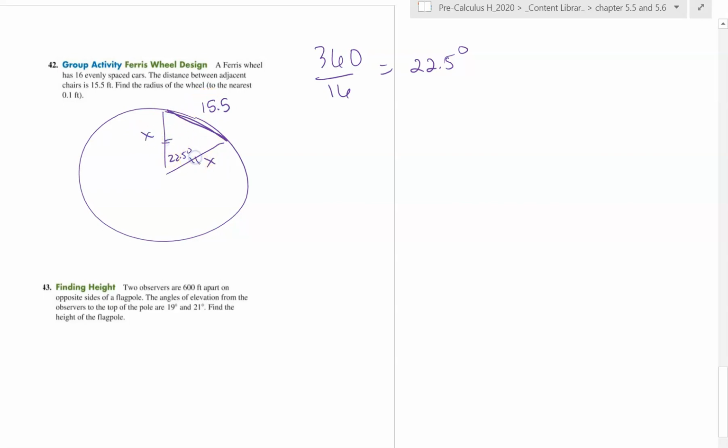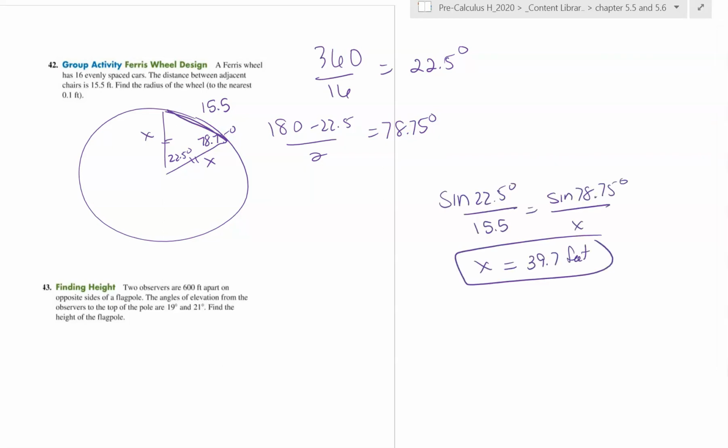Think of the spokes of a wheel, right? So we know that 180 minus 22.5 divided by 2, grab your calculator, you should get 78.75. So go ahead and pause the video. How could you use law of sines right now to find x? Go ahead and pause the video and give it a try. Hopefully you got 39.7 feet, because you could say the sine of 78.75 over x is the sine of 22.5 over 15.5.